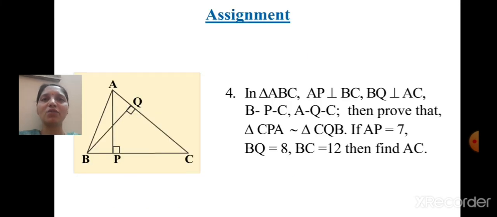Now let's see the last part of this session, that is assignment. Here I have given you one question. You have to solve this question in your notebook. In triangle ABC, AP is perpendicular to BC, BQ is perpendicular to AC, BPC are collinear points. Same way AQC are also collinear points. Then prove that triangle CPA is similar to triangle CQB. If AP is 7, BQ is 8 and BC is 12, then find AC. This question you have to solve in your notebook.